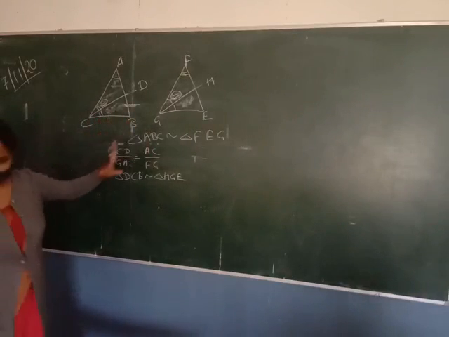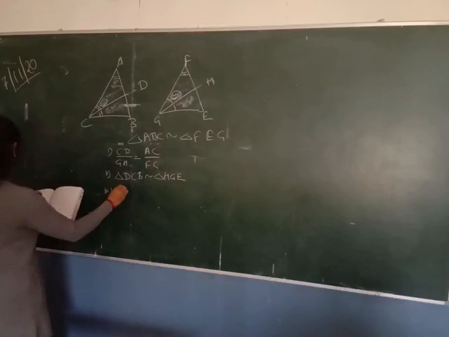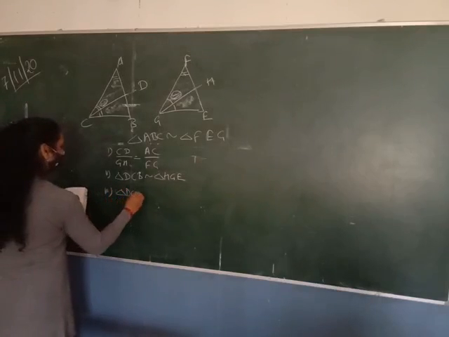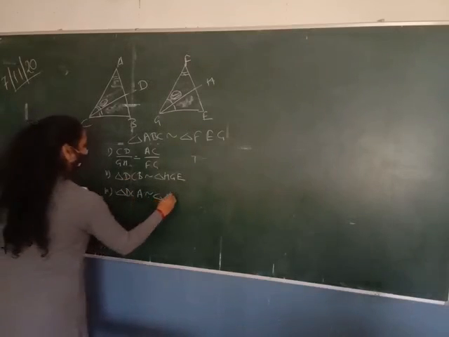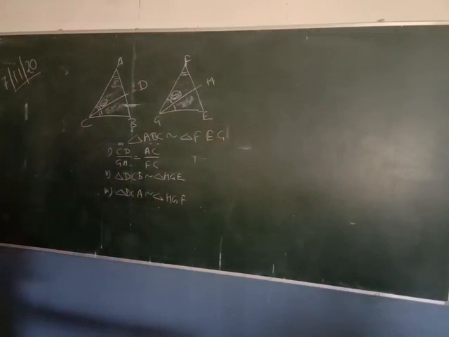Now the last part of the question. Third part. Triangle DCA is similar to triangle HGF. We have already proved that similarity, right? Then from that we get the equation. Now let's start this question.